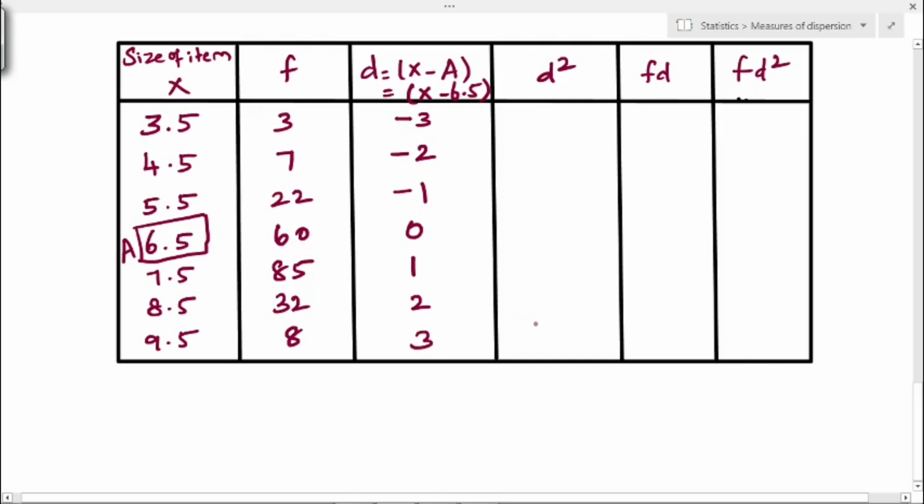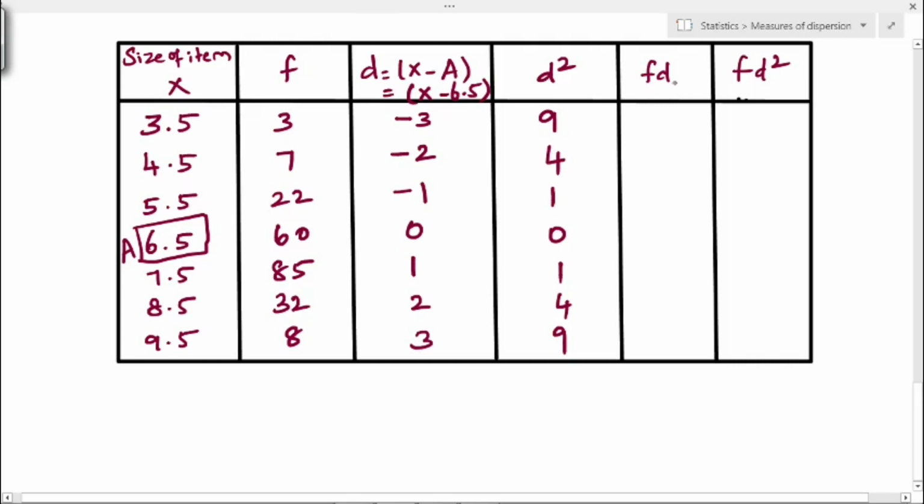Okay. Now next we have to find d square. D square is nothing but we have to square all the d values. So minus 3 square, that is 9, 4, 1, 0. So this is the value of d square.